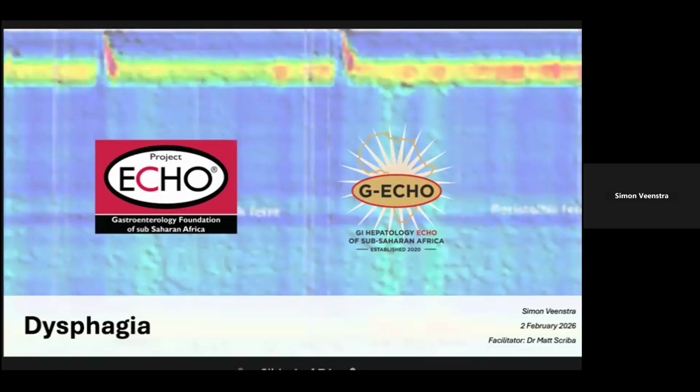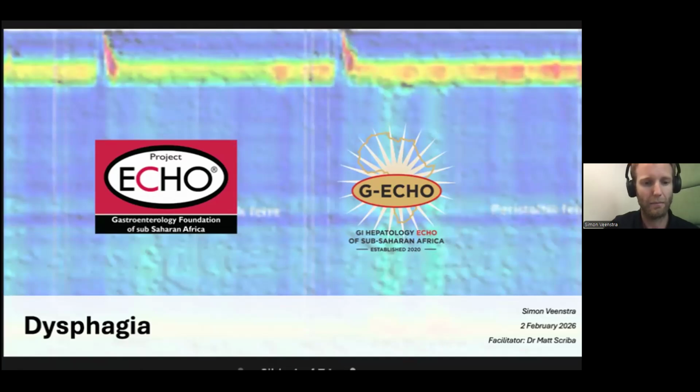As Matt has pointed out, the aim of this talk is really just to give some broad strokes and an approach to dysphagia. It's an incredibly broad topic, and it's quite difficult to summarize because there's a multitude of causes, and it's obviously difficult to go through each one of those. So we're going to just paint a broad picture and then go through some cases which hopefully will be a little bit more interesting.